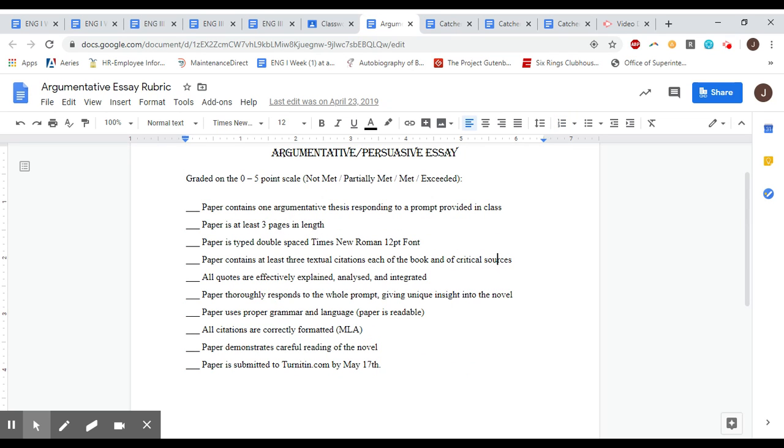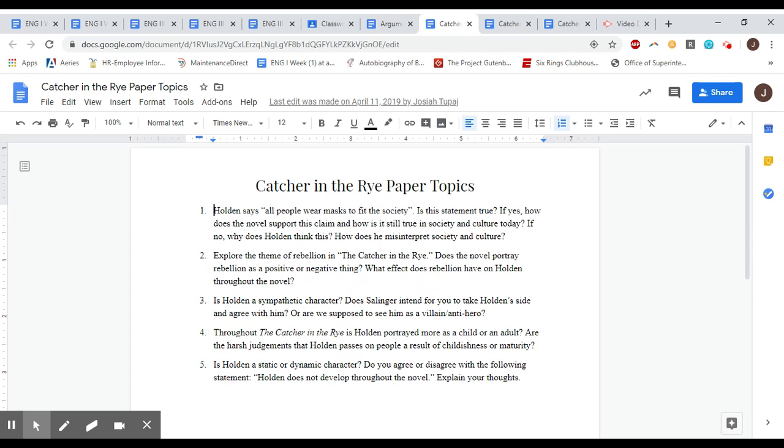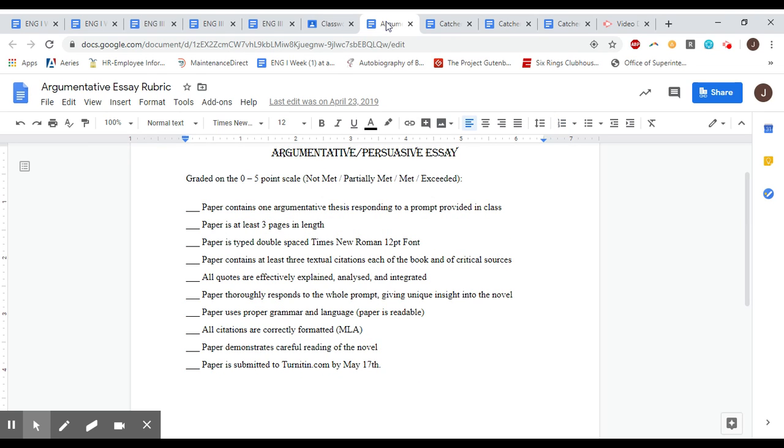All the quotes have to be explained, and then the paper basically just needs to thoroughly respond to the entire prompt. Okay, so again, the list of prompts is here. You choose from one of those 5. You do a little bit of research. You read the book. You try and find out, not just for yourself, but from the perspective of other people, what is the best possible answer to this question? Obviously, these questions are not like a yes or no answer. They take some thorough explanation, and you're going to write that 3-page paper. It'll be due on turnitin.com, just like the compare and contrast essay, by May 17th.